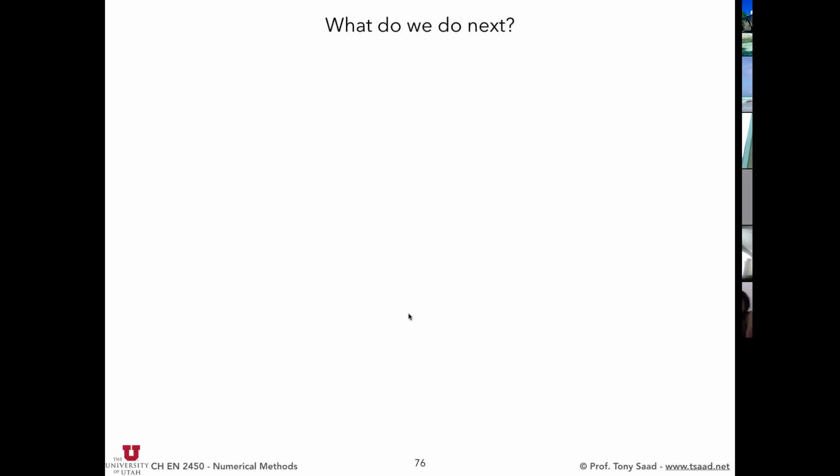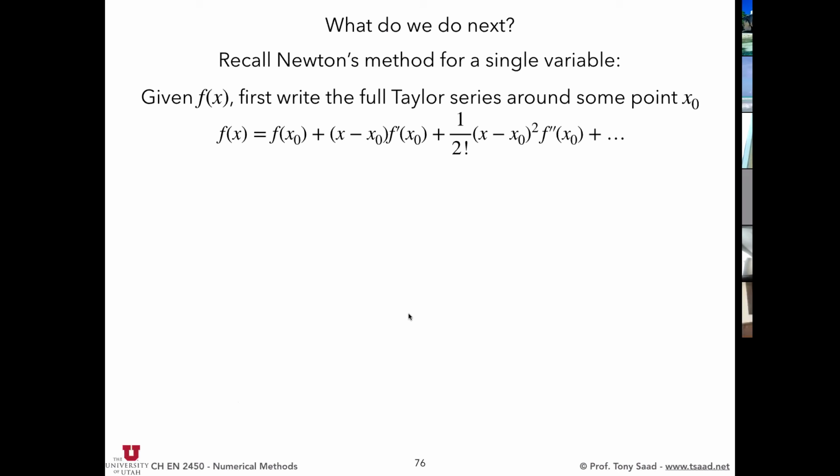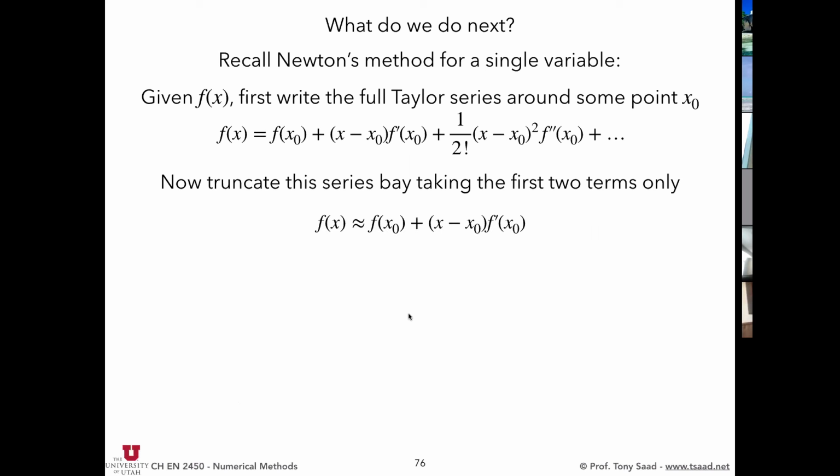Okay, so let's go next. What do we do next in Newton's method? Remember in Newton's method, we wrote the Taylor series, and then we truncated that Taylor series to the first two terms. This was the Taylor series for a function with a single variable, carried out to second order and further, and then we truncated. We only took terms up to the first derivative, and then we set our residual function equal to f of x0, which was treated as our initial guess, plus x minus x0 times f prime of x0. And then what did we do next?